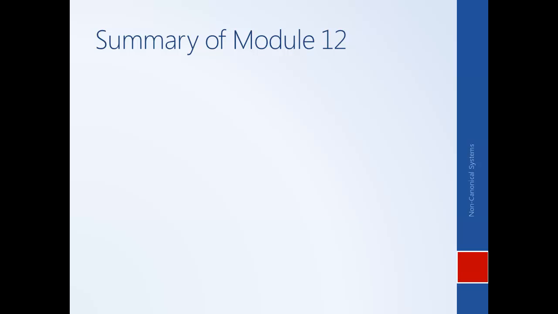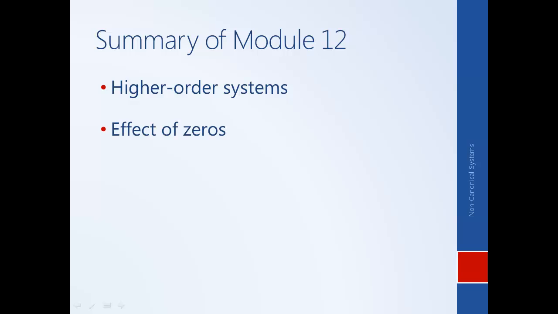So that brings us to the end of Module 12. In this module, what we've addressed are systems that don't fit the form of a standard first order or standard second order system. And what we were attempting to do is two things. One is to understand systems that don't have a canonical form, for example, higher order systems and systems with zeros. And the way that we address this is that higher order systems we are able to think of as the sum of first order systems and second order underdamped systems.